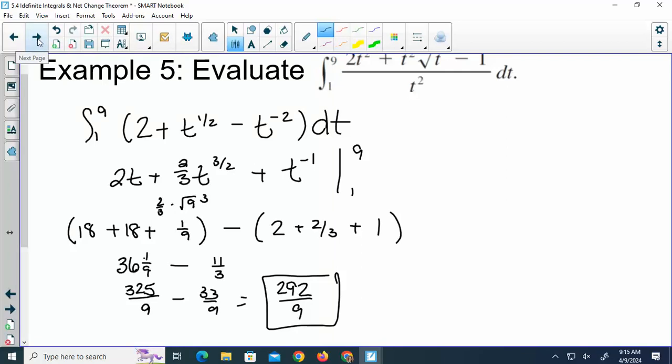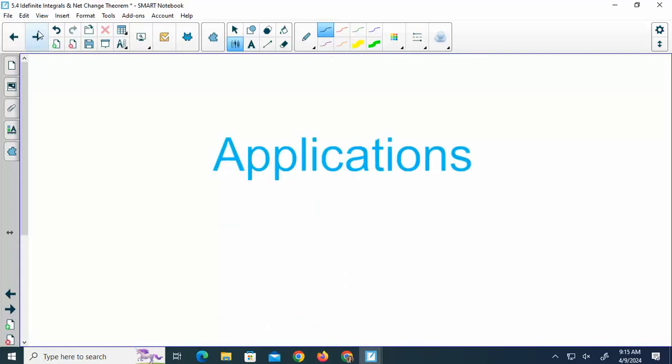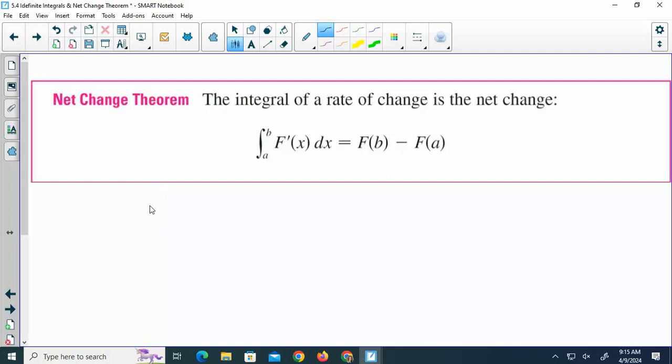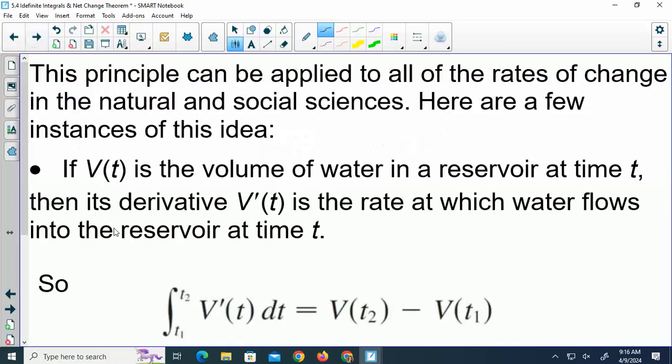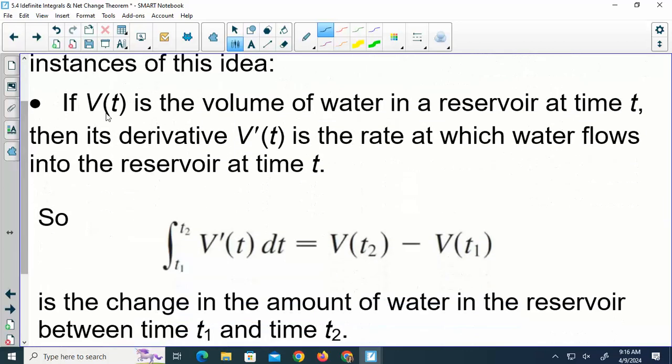Last thing that we're really looking at is applications, just some situations where integrals are important. One of them is net change. Integral is the overall change. We've talked about it in terms of areas under a graph, but it can also tell us how a function is changing over time. If you looked at volume of water in a reservoir, the derivative is the rate the water is flowing out. So the antiderivative of that rate would give you the amount of water that has changed.